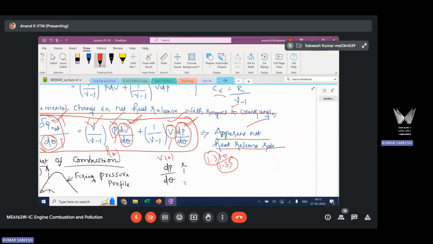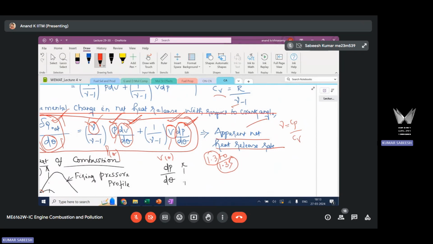In this equation, you have a pressure term that you have already measured. You have a volume term that you can get from the slider crank relation. I have already discussed that. And then there is a change in pressure with angle, change in volume with angle. So all these are known terms. The only unknown here is gamma. What is gamma? Gamma is the ratio of the specific heats. So here we need to do some approximation to get the value of gamma.